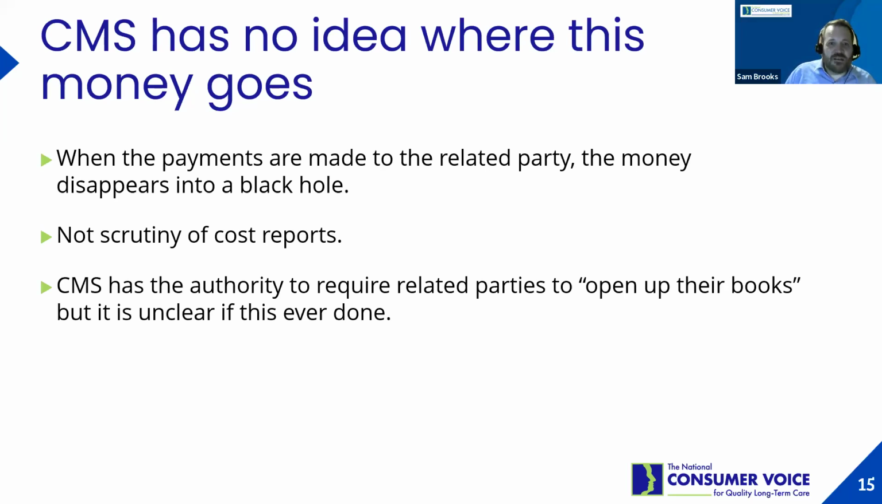Nevertheless, CMS has the authority. It has great guidance that says these costs have to be reasonable and prudent. These costs have to be what you would pay if you went out on the market and purchased this, not from yourself, but from someone else on the market. And to show that they're prudent and reasonable, you need to open up your books to us so we can see that. But it's just never done.